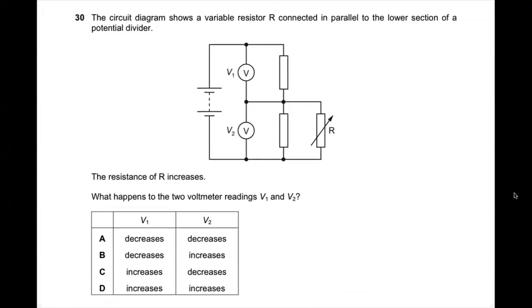All right, let's have a look at 30. Resistance of R increases. What happens to the 2 voltmeter readings V1 and V2? So if resistance of R goes up, then the resistance of this entire parallel combination also goes up. And because of that, the voltage across this would increase. So V2 has to increase. And by a consequence of voltage division, because V1 plus V2 always equals this, if this goes up, this has to go down. So V1 should then decrease. Should be really easy to you now.